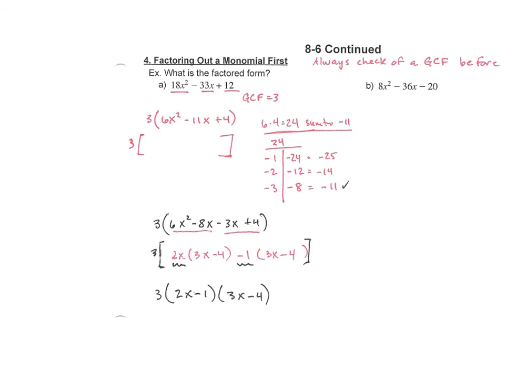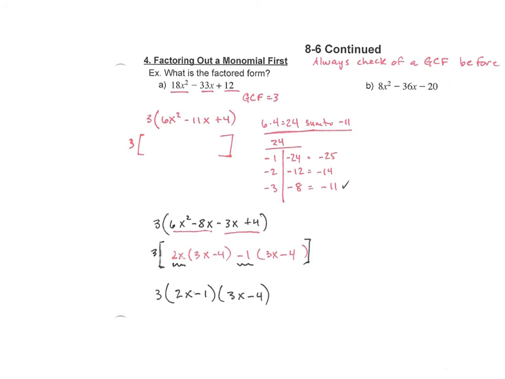So what we're going to do here then is separate negative 11x into negative 3 and negative 8. So I have 6x squared minus 11x, minus 8x minus 3x plus 4. And I've separated and factored out the greatest common factor of both terms, rewritten it as 3 times 2x minus 1 times 3x minus 4. And there is my factored trinomial.